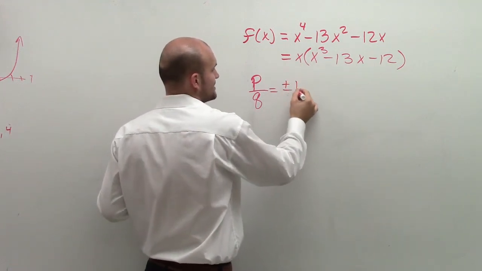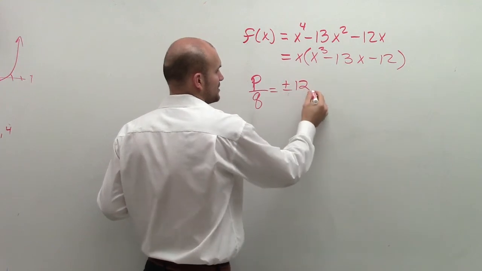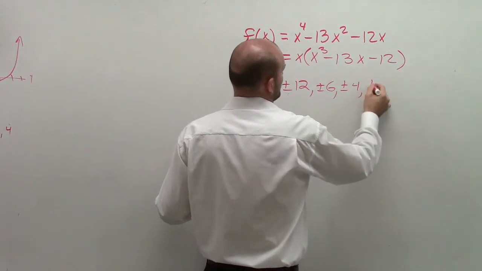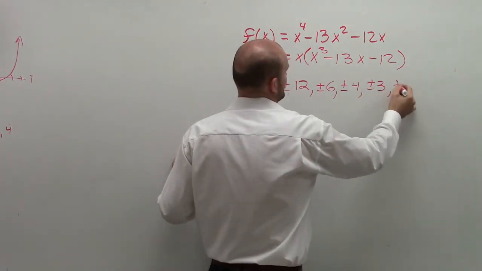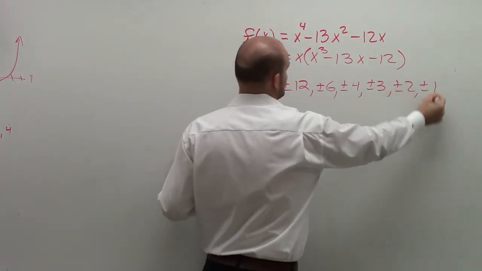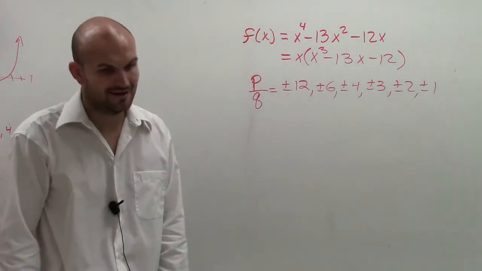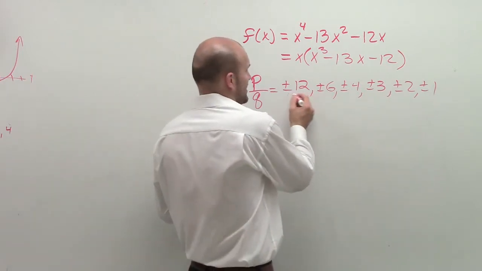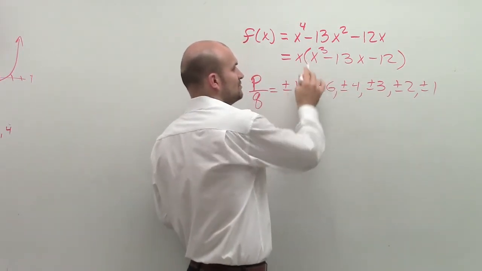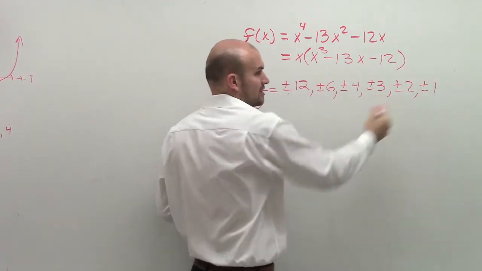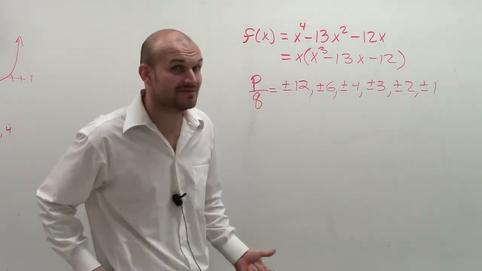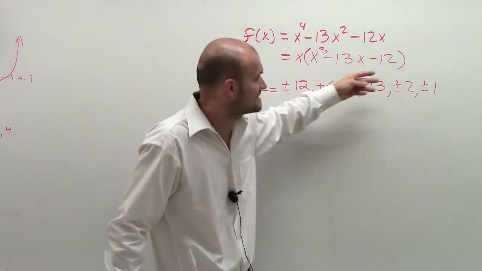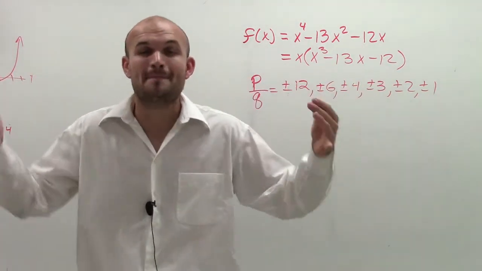So I have plus or minus the factors of 12, which are plus or minus 12, plus or minus 6, plus or minus 4, plus or minus 3, plus or minus 2, plus or minus 1. So those are all the possible rational zeros. And I don't even know if they're true. I didn't write q because q is 1. So all of these divided by 1 are all going to be your whole numbers. But let's look at all the possible rational zeros. And we don't even know if they're real zeros anyways. 2, 4, 6, 8, 10, 12. That means you have 12 possibilities.